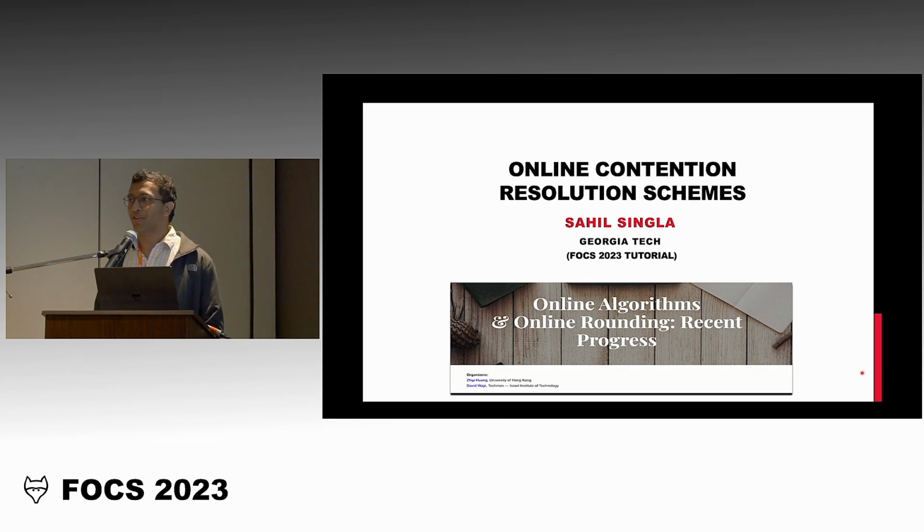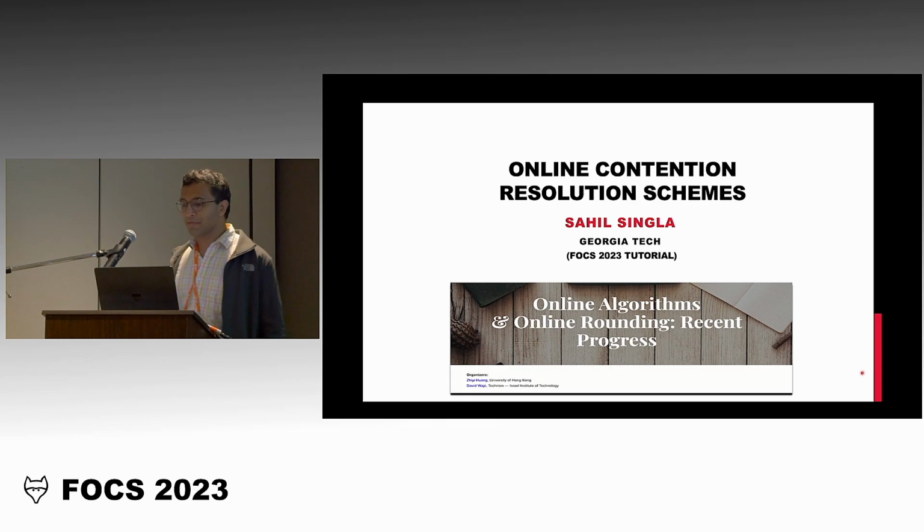So today I'll be talking about online contention resolution schemes. And first of all, I'd like to thank the organizers, Z and David Wykes, for inviting me. And as the name of the workshop says, it's about online algorithms, in particular about online rounding algorithms. But the setting in which you round is somewhat different from what you've seen in the past, and I'll explain this more as we go.